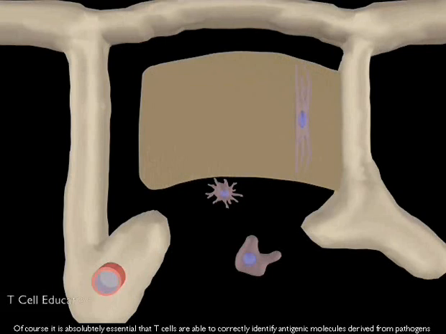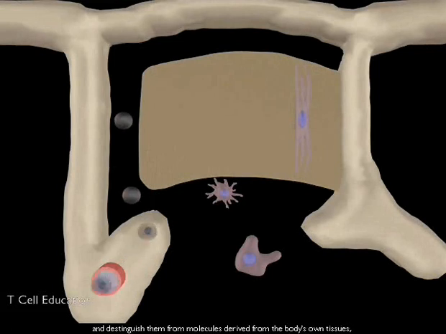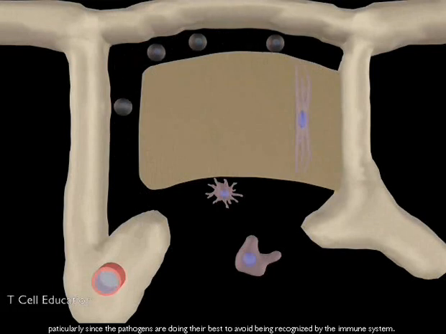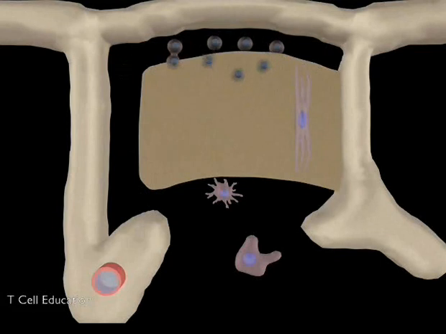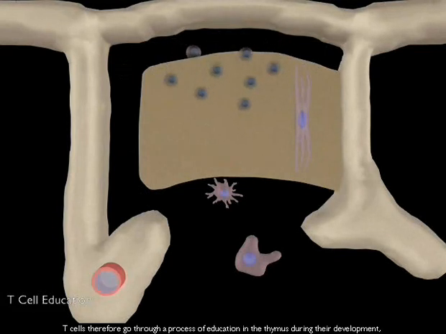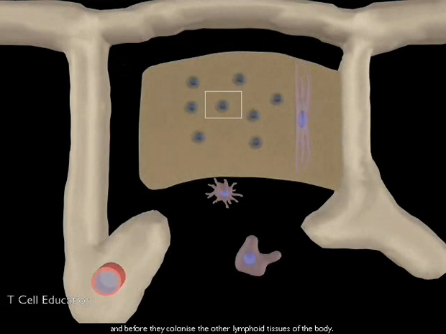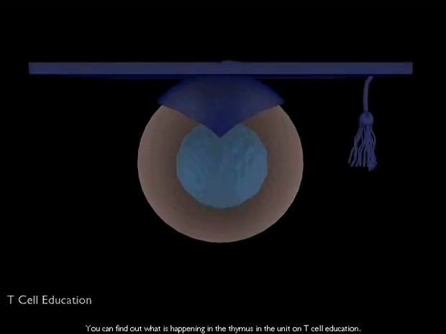Of course, it is absolutely essential that T cells are able to correctly identify antigenic molecules derived from the pathogens and distinguish them from molecules derived from the body's own tissues, particularly since the pathogens are doing their best to avoid being recognized by the immune system. T cells, therefore, go through a process of education in the thymus during their development and before they colonize the other lymphoid tissues of the body. You can find out what is happening in the thymus in the unit on T cell education.